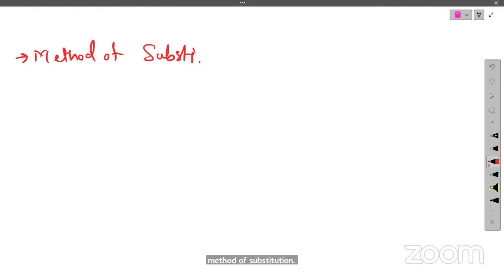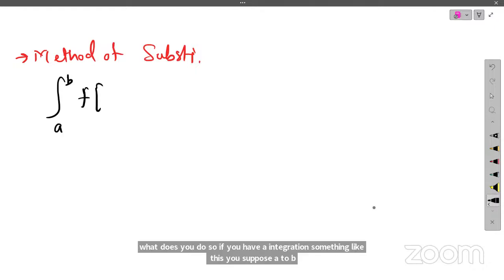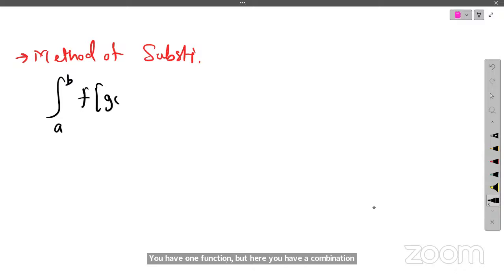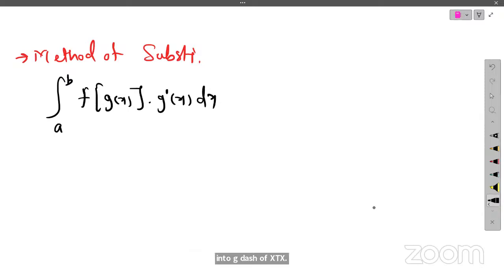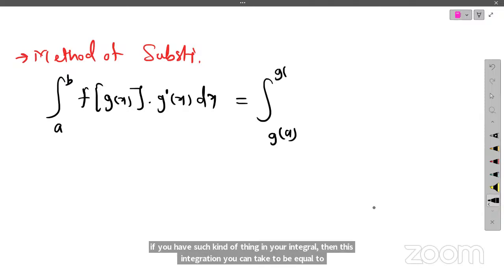So what do you do? If you have an integration something like this, suppose a to b, you have one function, but here you have a combination of functions. That means f of g of x into g dash of x dx. If you have such a thing in your integral, then this integration you can take to be equal to integration g of a to g of b, f of t dt.